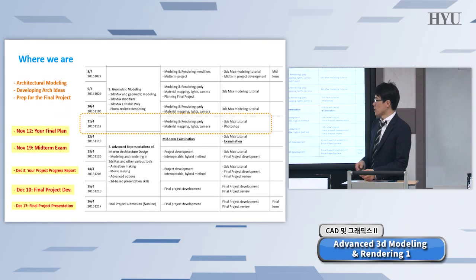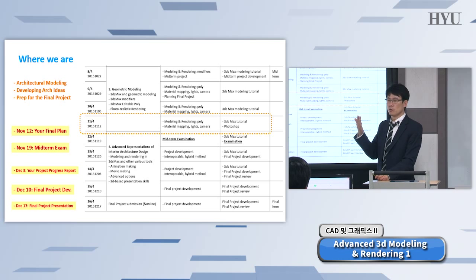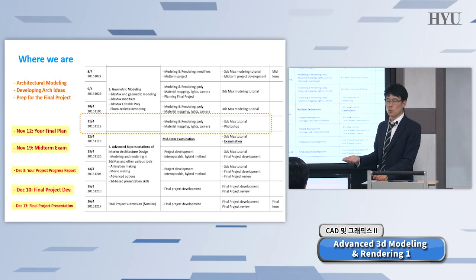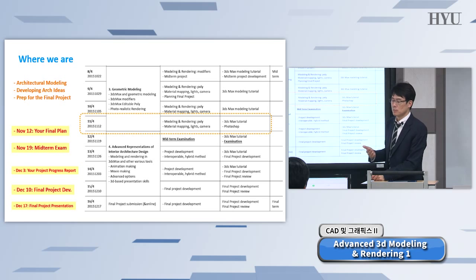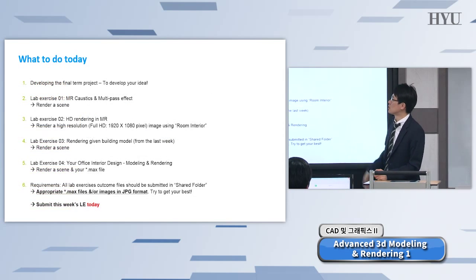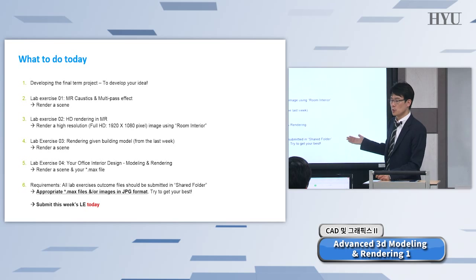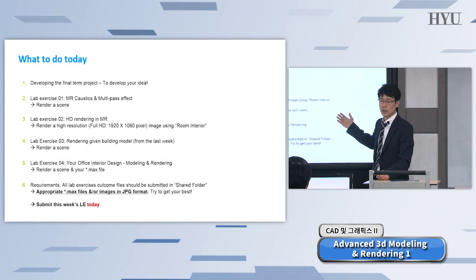So anyway, for the final project, we are going to deal with the final project subject, the issues, or your own content, whatever it is. I told you before about the midterm exam and final project. So we're going to quickly review again about the final project. But anyway, today, the topic is advanced modeling and rendering. So from this week, we're going to deal with both geometric modeling and rendering issues, okay?